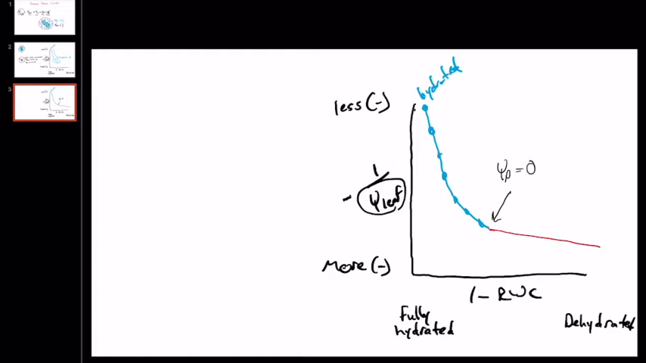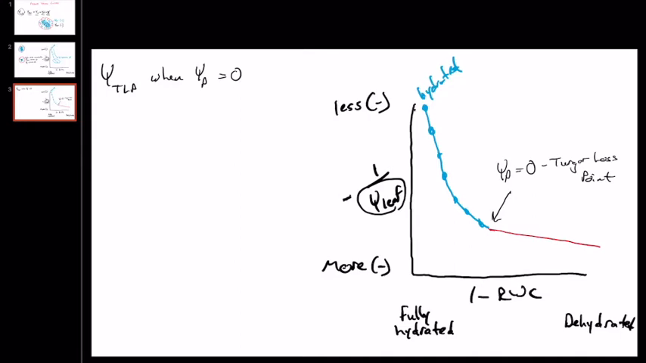Because the cell wall's pressure back on the contents of the cell, that's what makes this portion of the curve nonlinear. When there's not enough water to push pressure back onto the cell wall, pressure goes to zero. That is what we call the turgor loss point. And so we represent that as psi TLP. All right, that's the turgor loss point. Turgor loss point is when pressure equals zero.